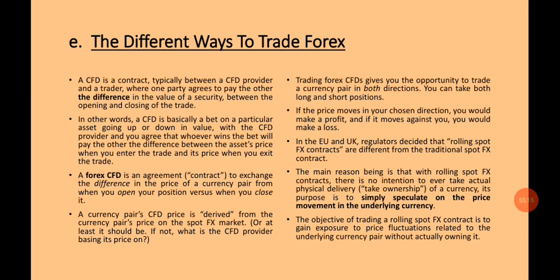A Forex CFD is an agreement or contract to exchange the difference in the price of a currency pair from when you open your position versus when you close it. A currency pair CFD price is derived from the currency pair price on the spot FX market, or at least it should be. If not, what is the CFD provider basing its price on?